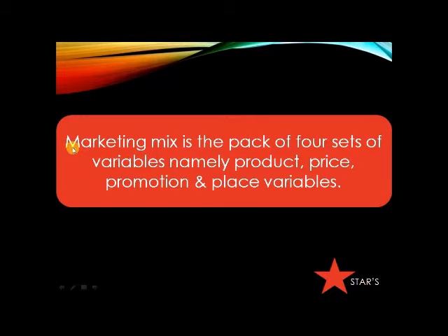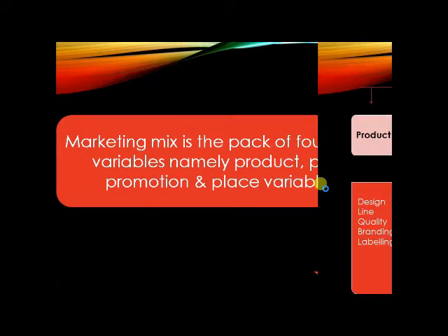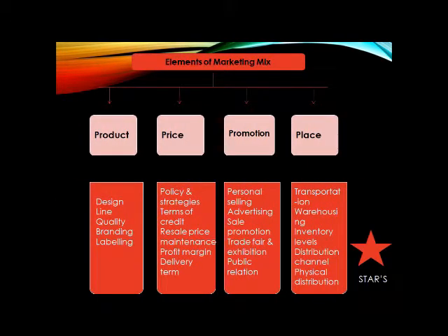So we have already studied that marketing mix is a pack of four sets of variables, namely product, price, promotion, and place variable. This is known as marketing mix. We have four elements of marketing mix: product, price, promotion, place, or we can say distribution mix. We will study each element individually and thoroughly. First of all, we will study about product.